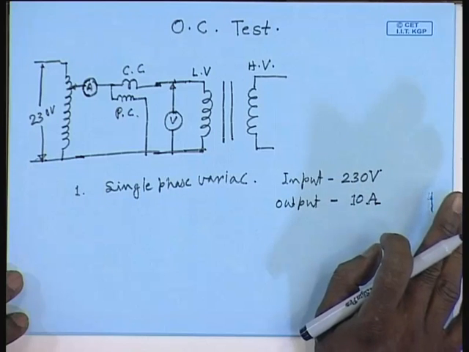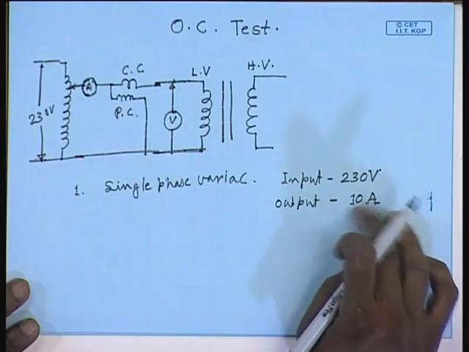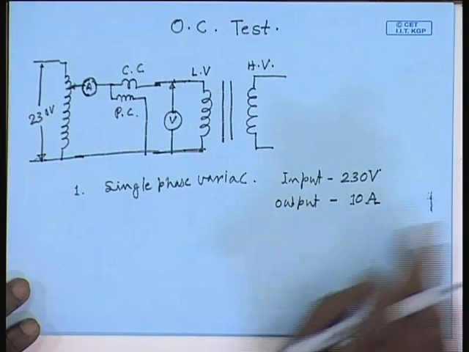However, if the short circuit test is not required, only the open circuit test is required, then we can choose a variac of much lower current rating.